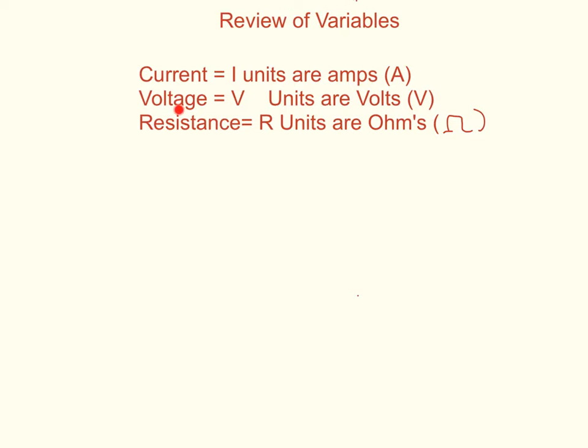We also have voltage here, which is abbreviated as V. That's what we call our variable name. And the units for voltage are volts. Super easy to remember. And then finally we have resistance, which is abbreviated as R as a variable, and its units are ohms, with this omega symbol as its label.